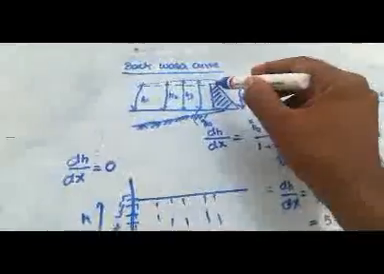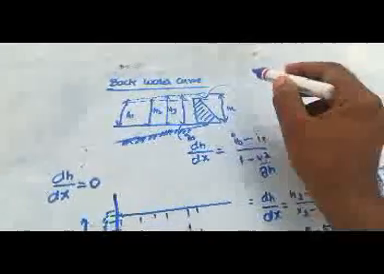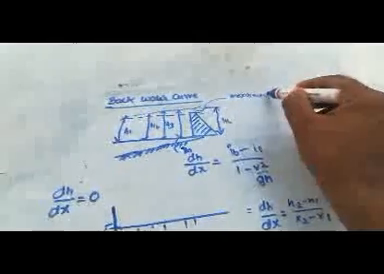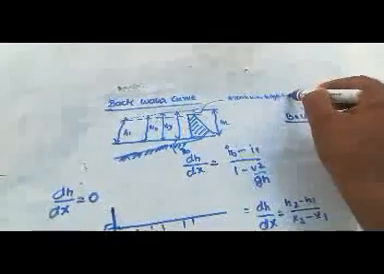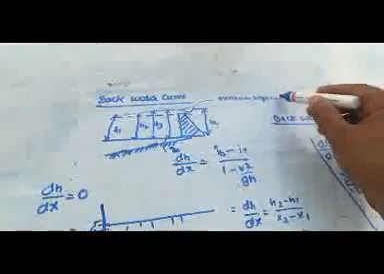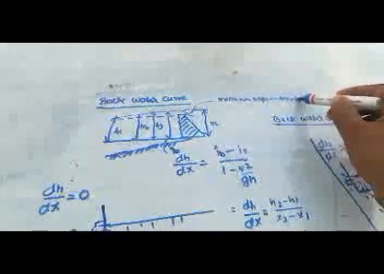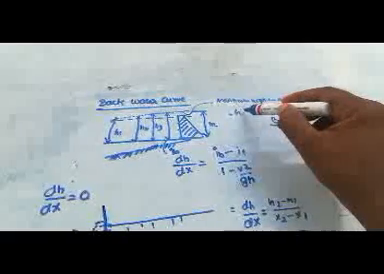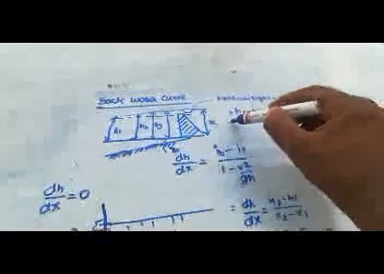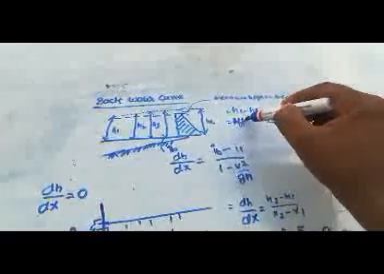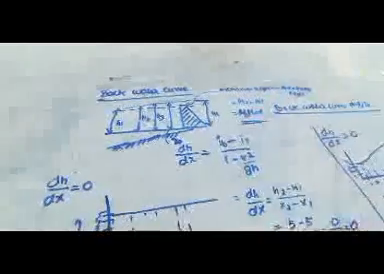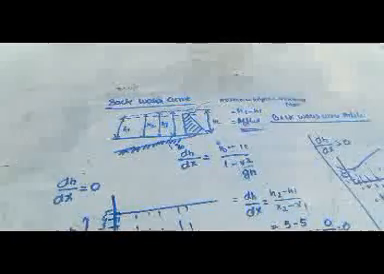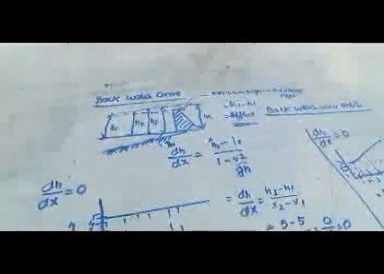And the maximum height minus the minimum height for this one, it means HL minus H1. That we are calling the flux.